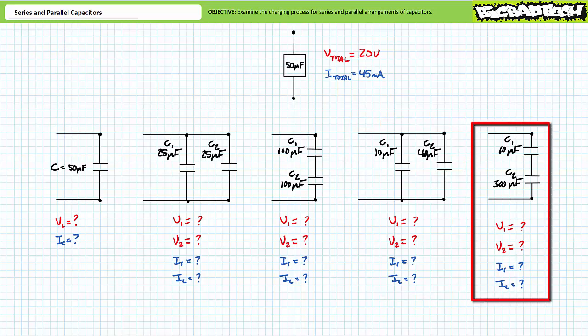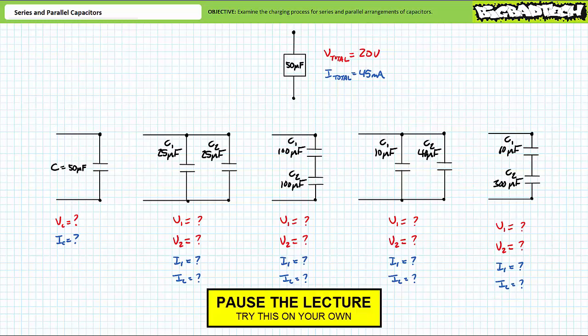Scenario 5. It's a series combination of a 60 microfarad and a 300 microfarad capacitor. Given the above instantaneous data, solve for the voltage across each capacitor and the current through each capacitor. This is a little weird, but it's true, and it's well within your capacity to solve. By all means, pause the lecture and try this on your own.